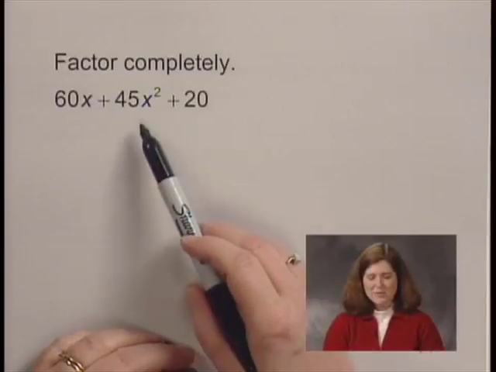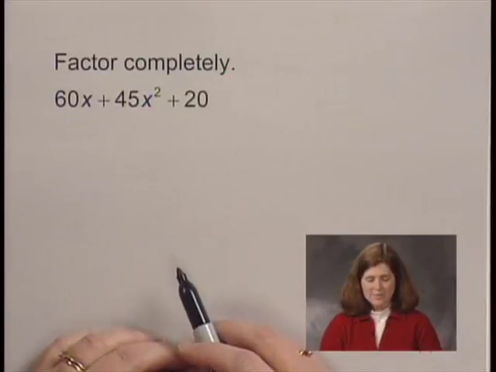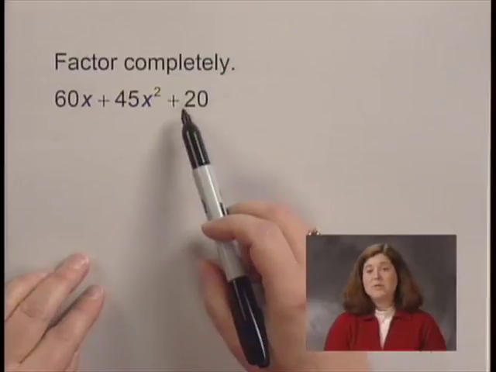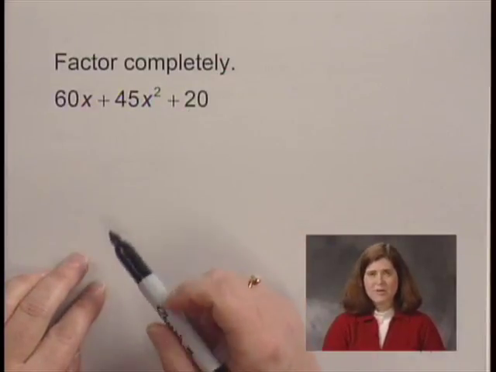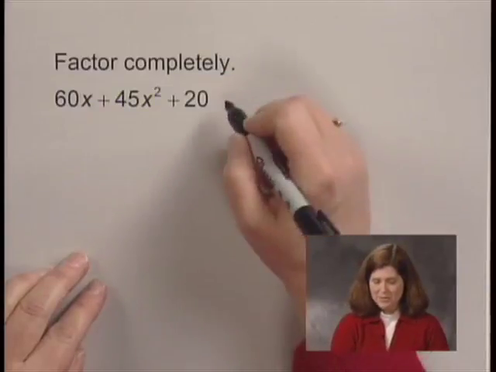In this problem, we'll factor a polynomial. We'll factor the polynomial 60x plus 45x squared plus 20. Since this polynomial is not written in descending order, I'm going to rewrite it first of all so that I will be able to see any patterns more easily.